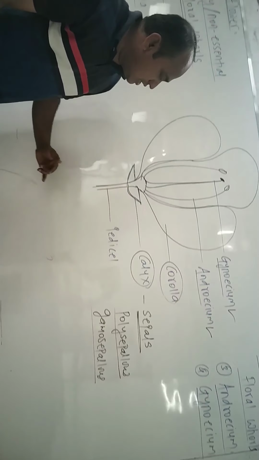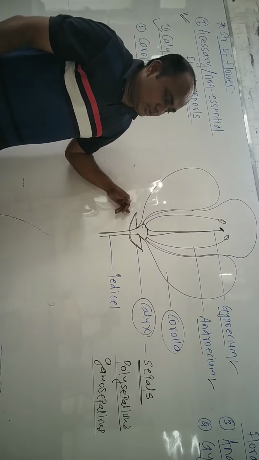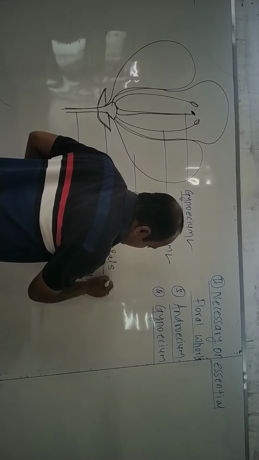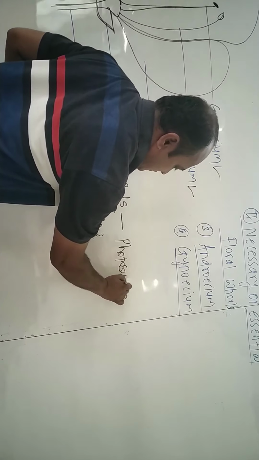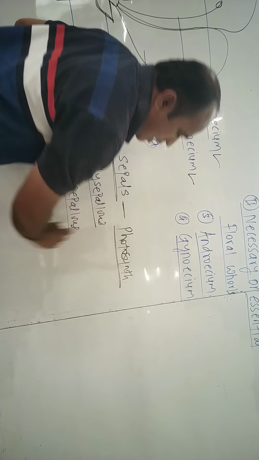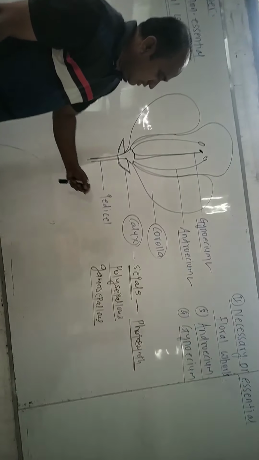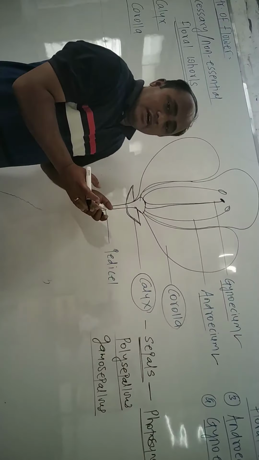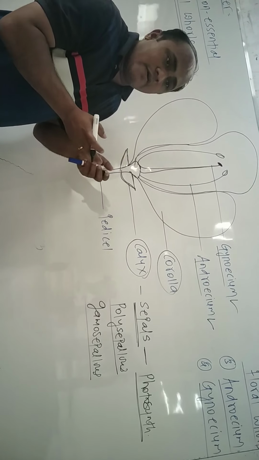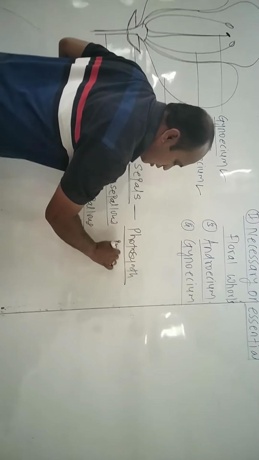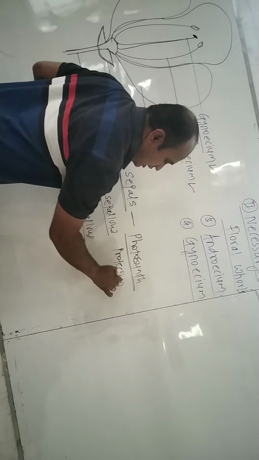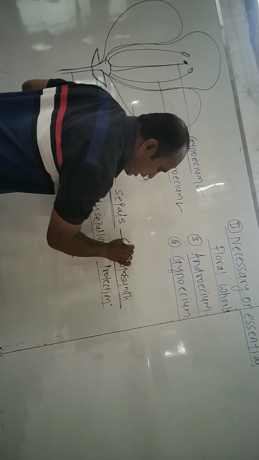You know that generally they are green in color, so they help in the process of photosynthesis. This is one function. And the second function is that the calyx protects the flower when the flower is in bud condition. Means the other function is protection.